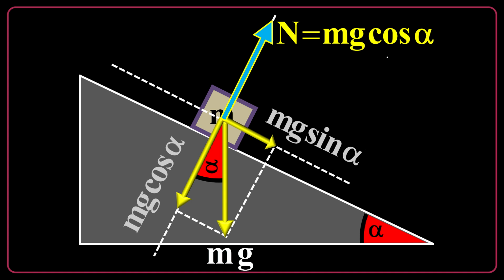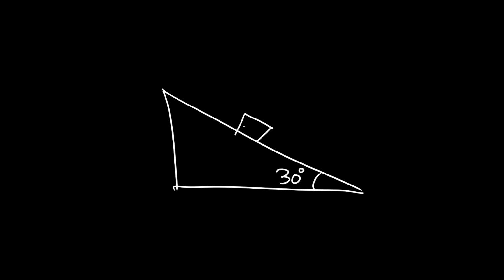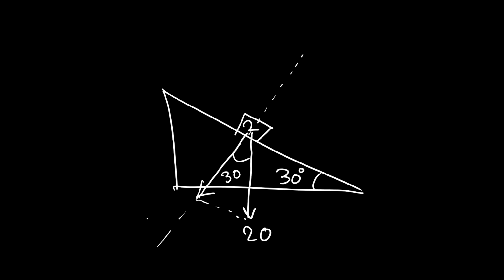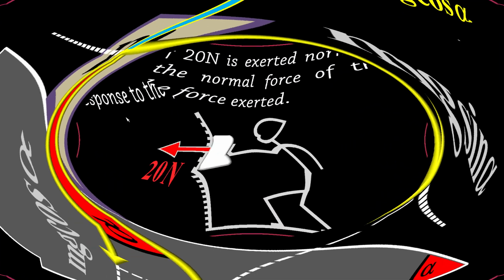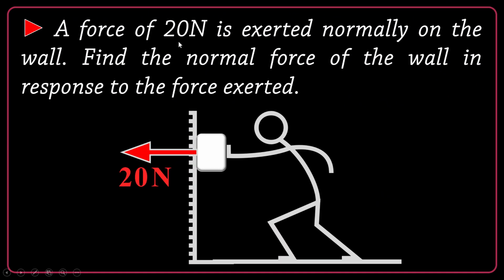For example, let's say here I have a ramp and this is 30 degrees and the mass of the object is 2 kilograms. So let's say the weight is 20. Here I take the g to be 10. So here I have 30 degrees. This is 20 times cosine of 30 degrees. So the normal force will be 20 times cosine of 30 degrees. Done. It's very easy.